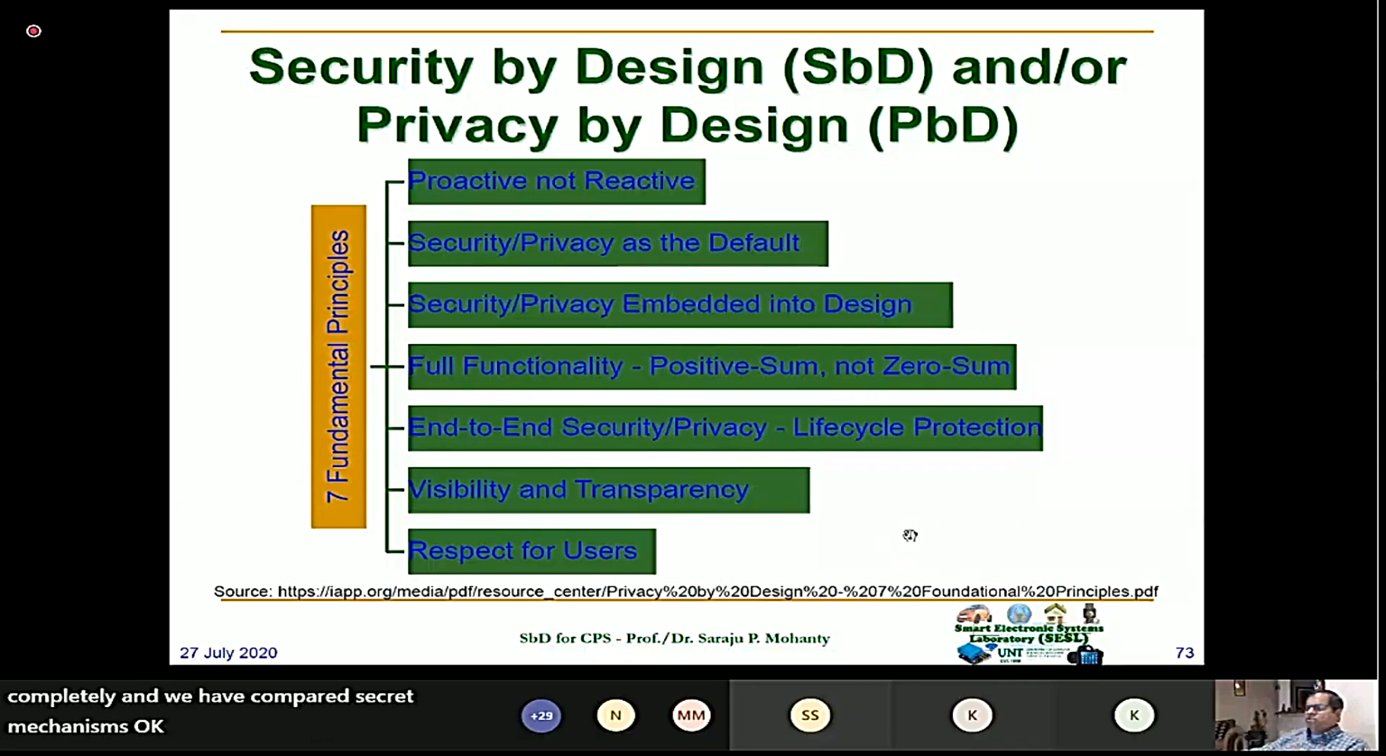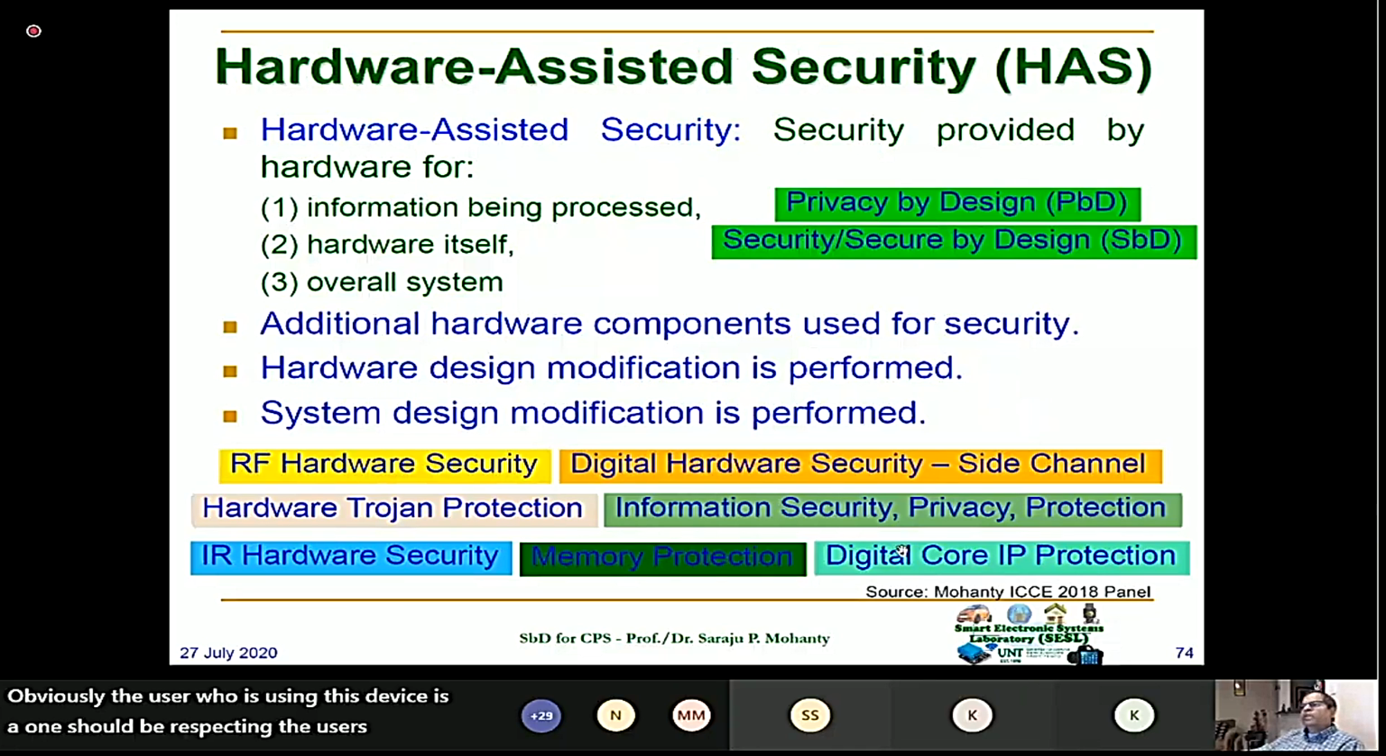And remember, we're talking about a very big CPS, cyber physical system, not just a single device or a single thing. Each device, each software and hardware component has to be designed with this approach, as an overall system. Things should be visible and transparent, and the users of these devices should be respected as well. This is privacy by design, security by design, or secure by design.